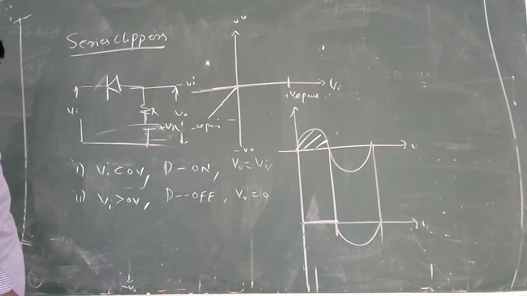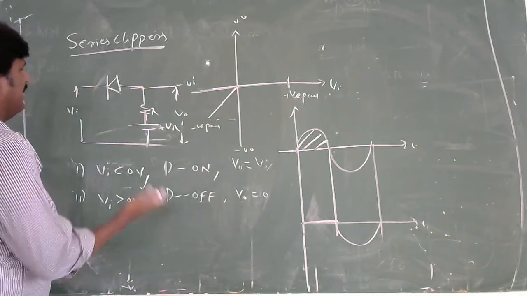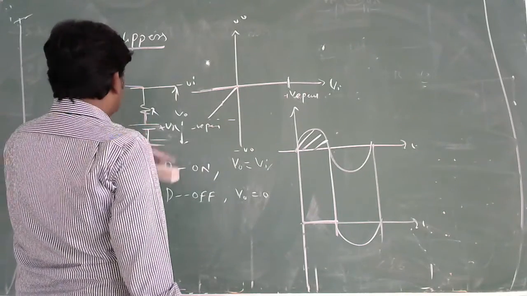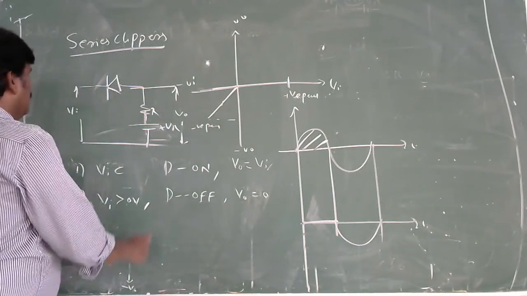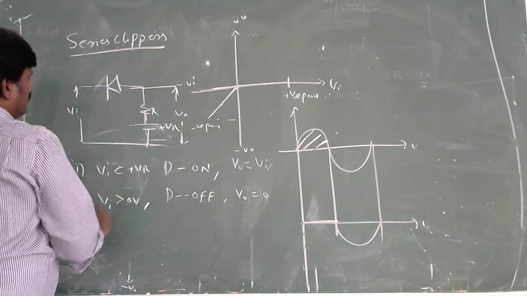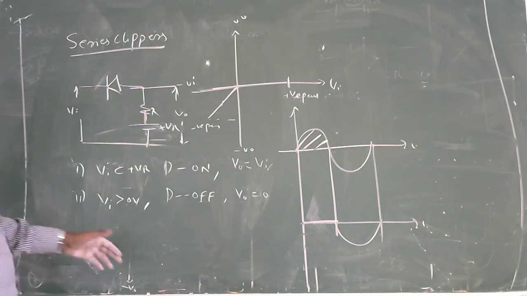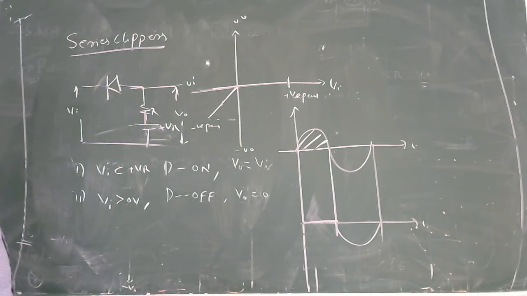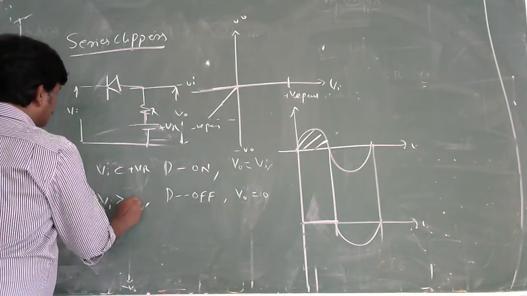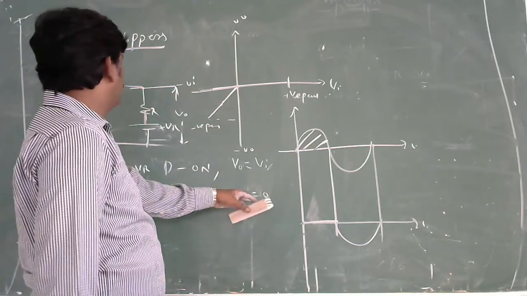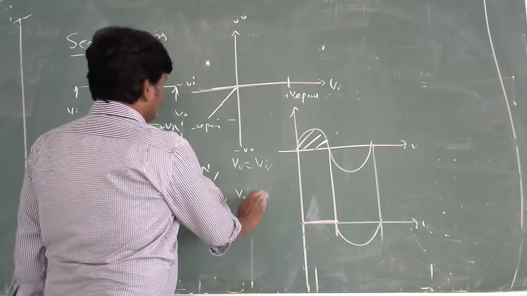Different practices you can perform by adding some component. Suppose this one is there like this, and a positive reference is there. What is the condition? Plus V reference. If Vi is less than plus V reference, then what happens? Diode will become on. Then V naught is going to be equal to Vi. Suppose Vi is greater than plus V reference, then what happens? Diode will become off. V naught follows the plus V reference.